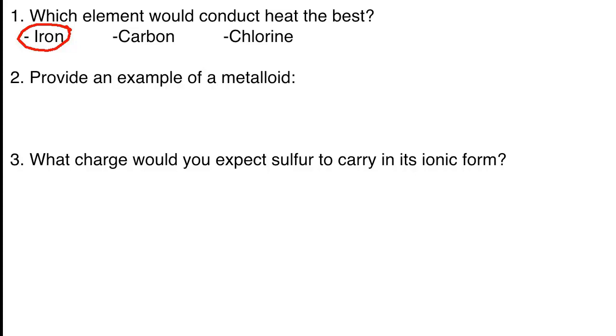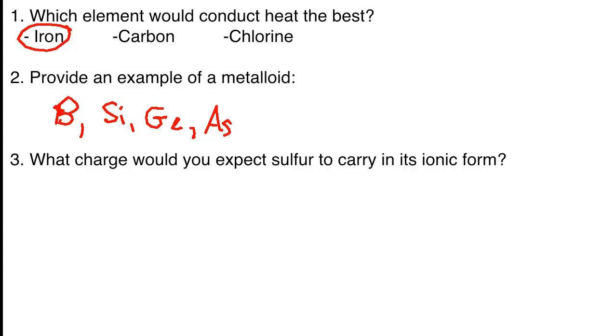So the next question was, provide an example of a metalloid. There are lots of different options that you could have used here. So I will write a few of them. Boron would be one option. That's a B, for boron. Silicon would be another option. You could also have germanium. There are several others. You could also have arsenic. And you could use antimony, which would be SB, or tellurium, which would be TE.